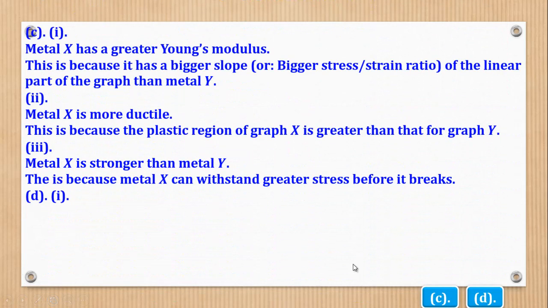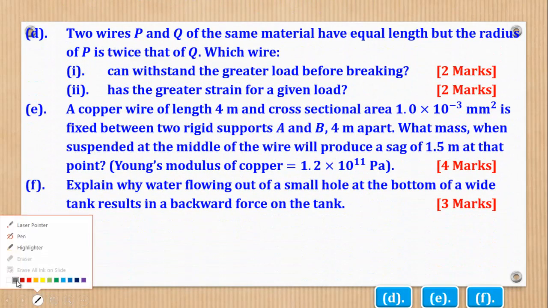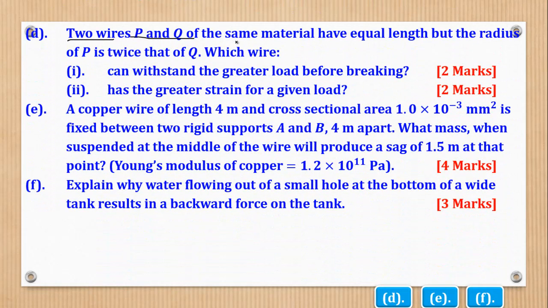Then part D Roman 1. D Roman 1 says, two wires P and Q of the same material have equal lengths, but the radius of P is twice that of Q. Which wire, Roman 1, can withstand the greater load before breaking? And Roman 2, which wire has the greater strain for a given load?